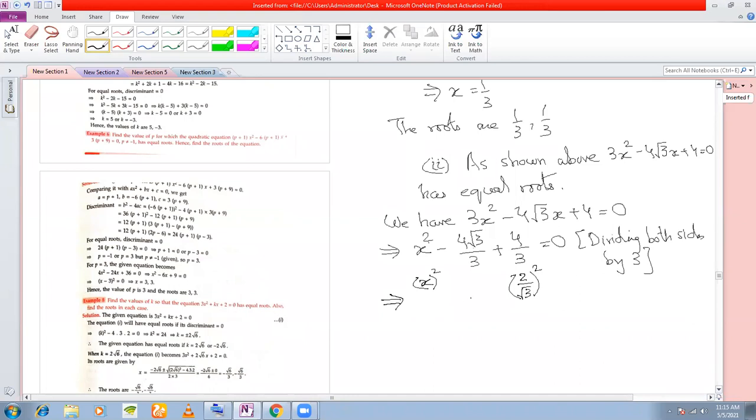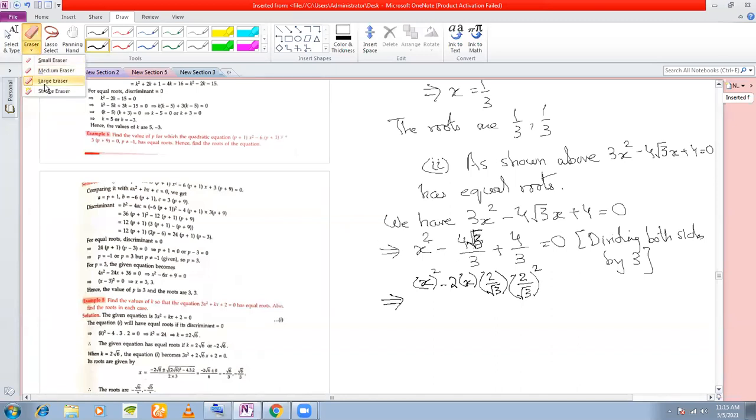So this becomes my b square term. Now let's check whether we are getting the 2ab term. Minus twice a is x and b is 2 by root 3. Are we getting it? Yes, we are getting 4x by root 3. But here, if you see, I have a root 3 by 3, isn't it?